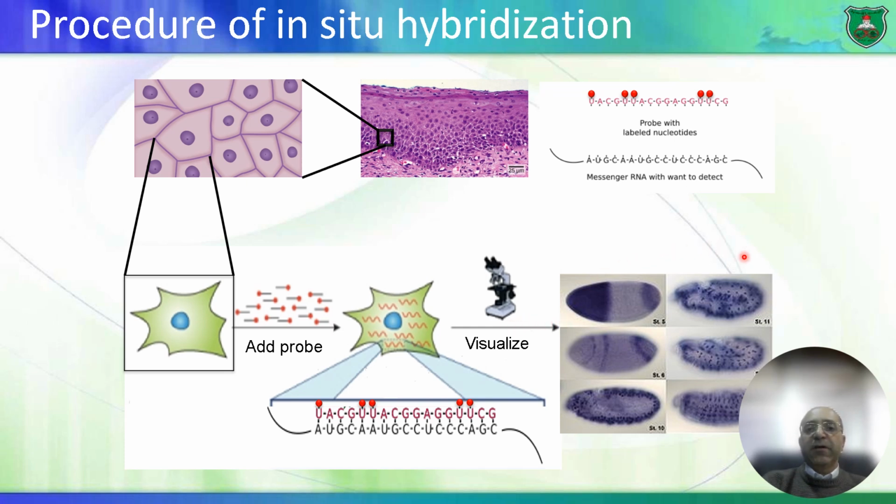So this is actually taken from a Drosophila embryo. This is the embryo of fruit flies, and different in situ hybridization techniques were done using different probes for different genes, and you can see the specific pattern of expression of certain proteins related to, let's say, development, the embryogenesis process of the fruit flies. So you can see the pattern.